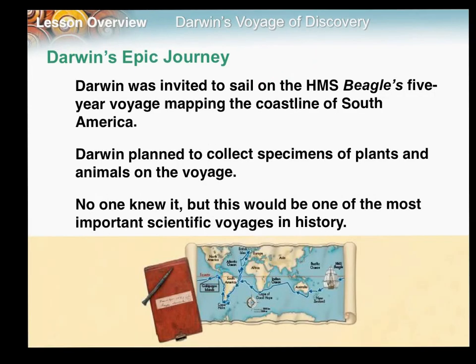In Darwin's 20s, he is invited to sail on the HMS Beagle. It was a 5-year voyage. Their job was to map the coastline of South America. Darwin planned to collect specimens of plants and animals on the voyage. No one knew it, but this would be one of the most important scientific voyages in history.